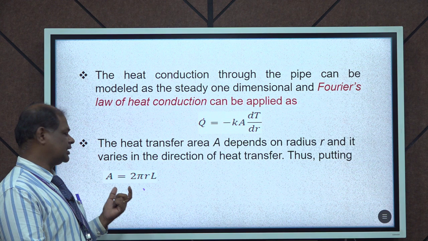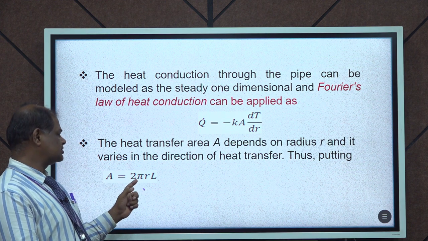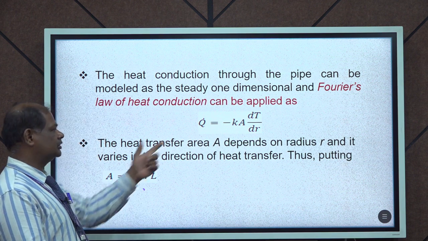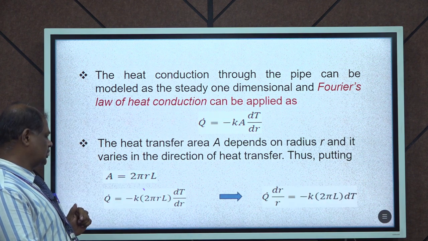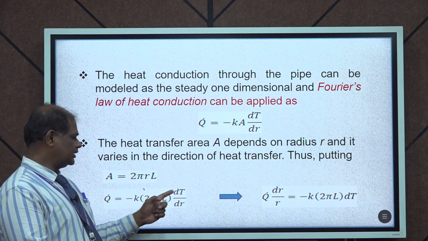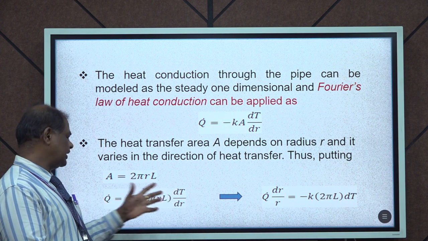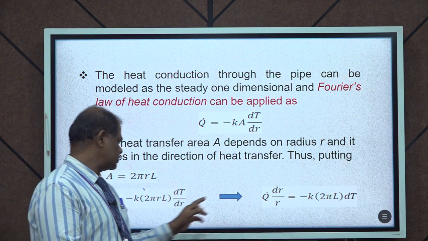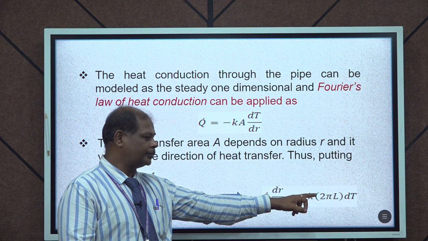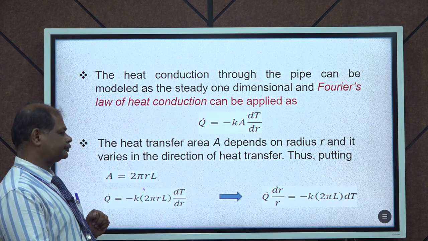It is a hollow cylinder, and the area of the cylinder is 2 pi r L. So we can substitute A with 2 pi r L, and the equation becomes Q is equal to minus K into 2 pi r L into dT by dr. We can rearrange the equation: Q dr by r is equal to minus K into 2 pi L into dT.